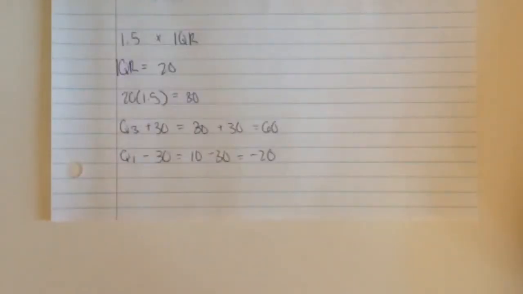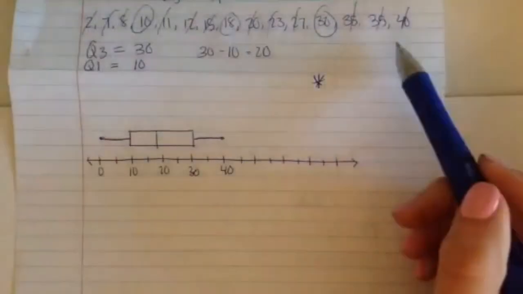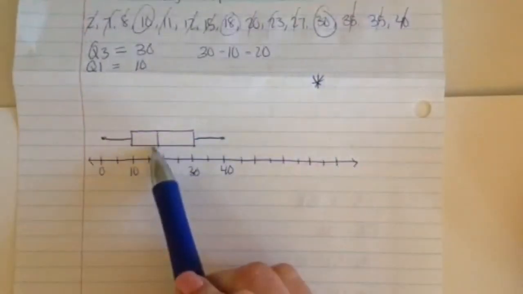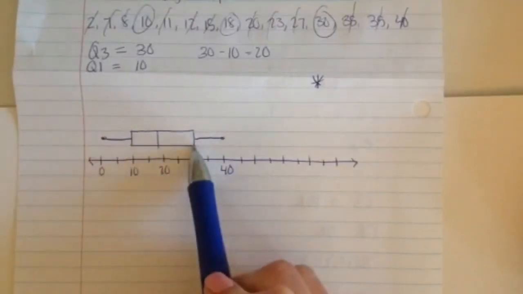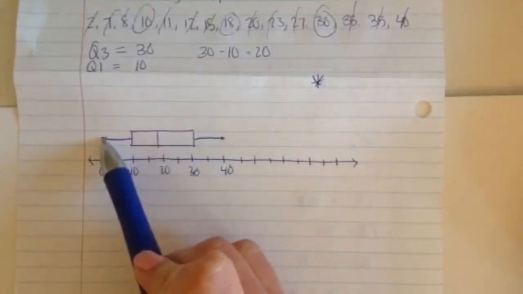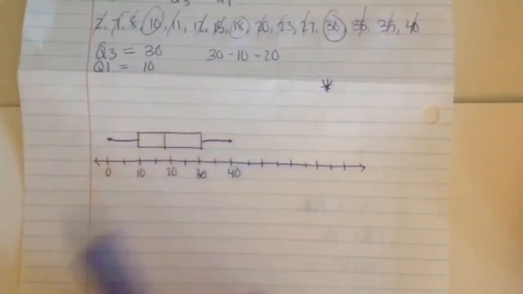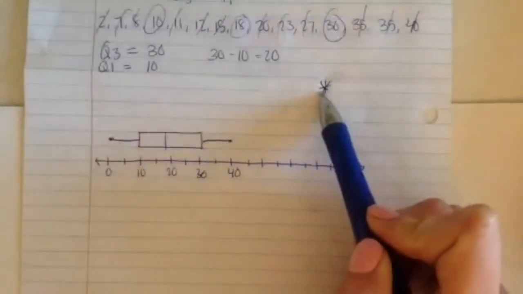We can use the 1.5 times IQR rule to see if our data has any outliers. Our IQR is 20, times 1.5 is 30. The third quartile plus 30 is 60, and the first quartile minus 30 is negative 20. Since our data does not have any observations outside the range negative 20 to 60, it does not have any outliers. This is what a box plot would look like for this set of data. Our median is at 18, our first quartile is at 10, the third quartile is at 30, the minimum is 2, and the maximum is 40, and we have no outliers. Outliers would be represented by an asterisk.